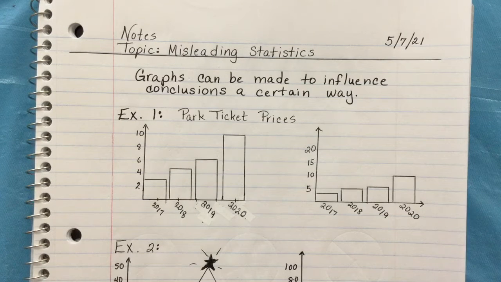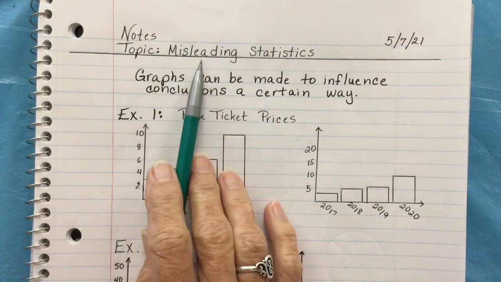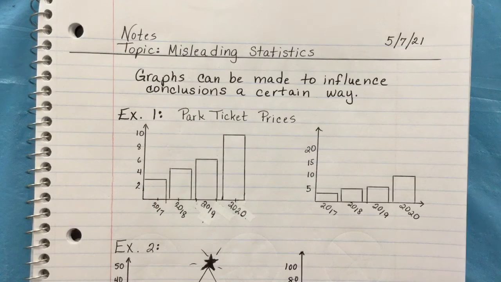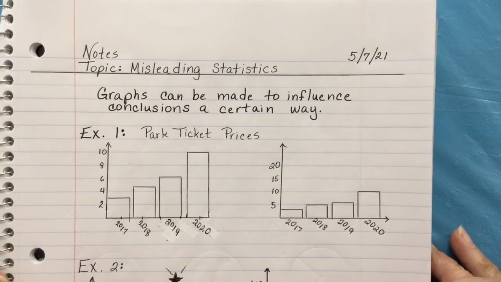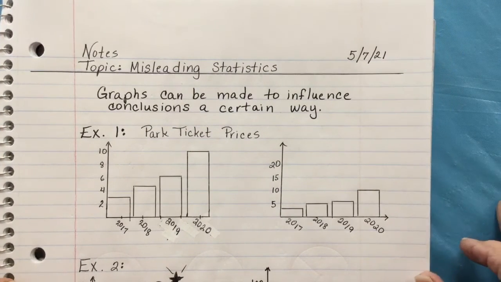Today we're going to be taking notes and discussing misleading statistics. So what that means is that sometimes people will change the way the data looks in a graph or in the statistics just so that they can make a point or make it look better or worse than it actually is. Example 1 is showing two graphs that are presenting the exact same data.